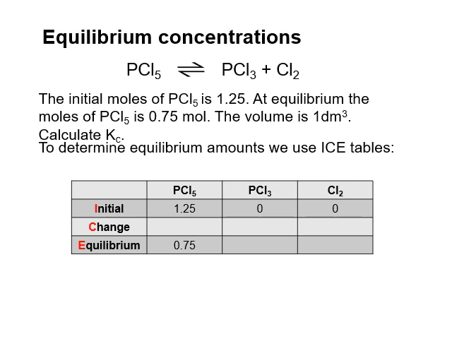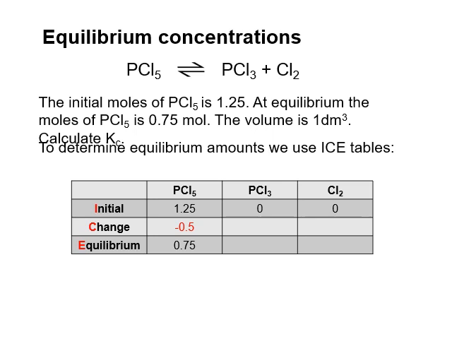So ICE stands for initial, change, and equilibrium. So the initial is the amount of moles at the start. So from the question, we know that there's 1.25 moles of PCl5. And if something's not mentioned, you can assume that there is none of it at the beginning. We know that PCl5 had 0.75 moles at equilibrium. We can therefore work out the change in PCl5. So you start with 1.25, you end up with 0.75. You should be able to see that that is a change of minus 0.5. So we know that the change there is minus 0.5.